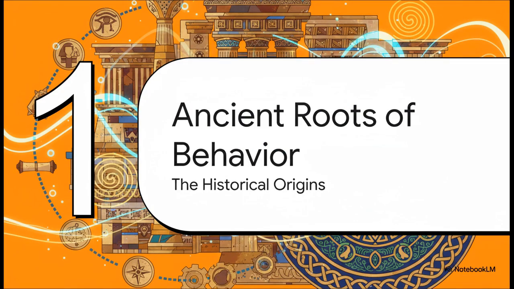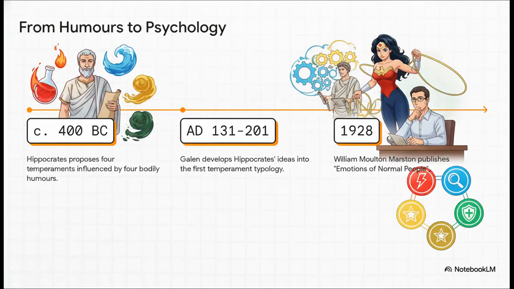Now, I want to be clear. This isn't some trendy pop psychology thing a consultant cooked up last year. The idea that human behavior falls into consistent patterns has some surprisingly deep and, frankly, very old roots. This goes way, way back. Around 400 BC, the Greek physician Hippocrates, the guy the Hippocratic Oath is named after, suggested that our temperaments were influenced by 4 bodily fluids, or humors.